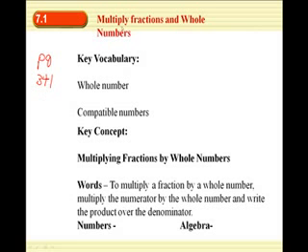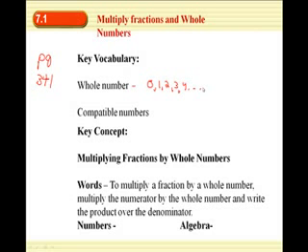Key vocabulary, first off, a whole number. Whole numbers are the numbers that start with 0, 1, 2, 3, 4, and so on. There's nothing in between. There are no fractions. They're the whole thing, so like you get the whole pizza, the whole candy bar. No halves, no thirds, no fourths, and so on. So those are the whole numbers, the set of numbers that start with 0, and you just count by ones.